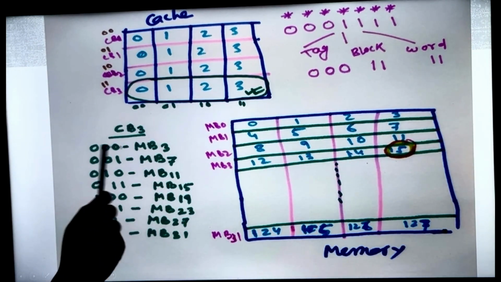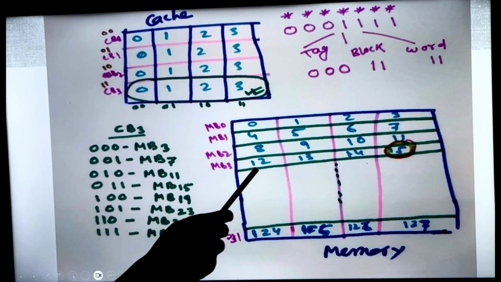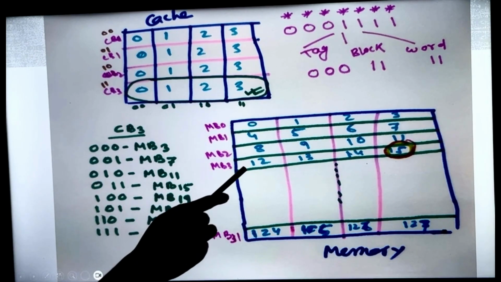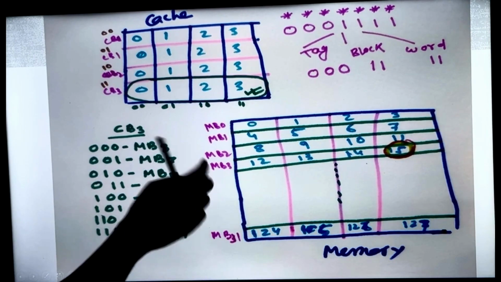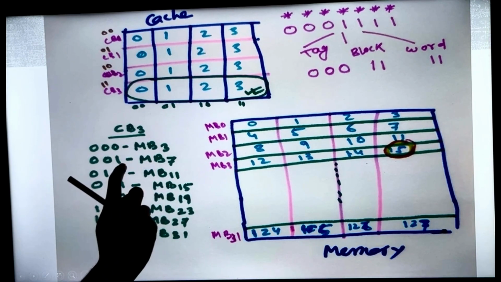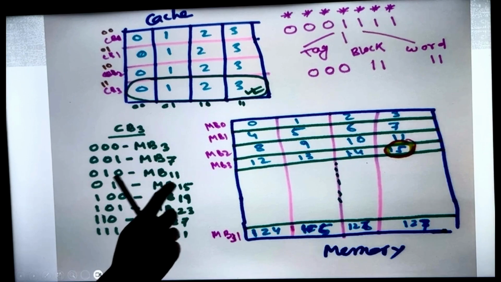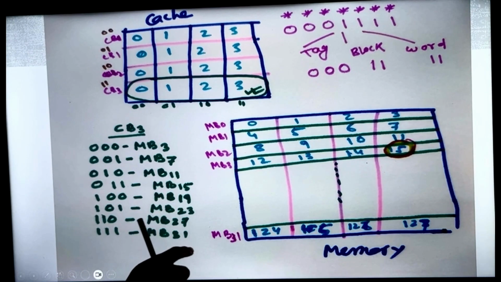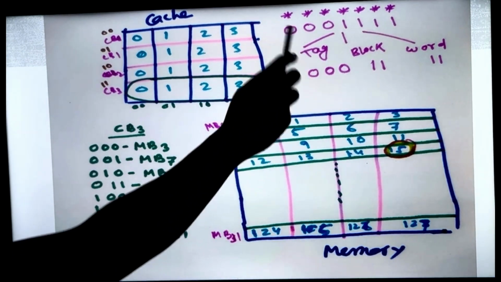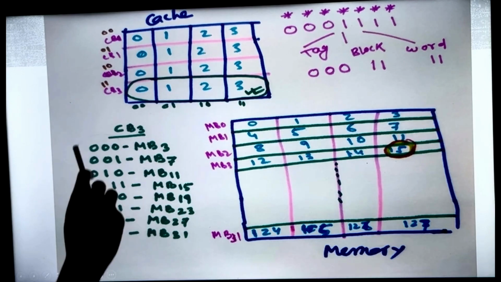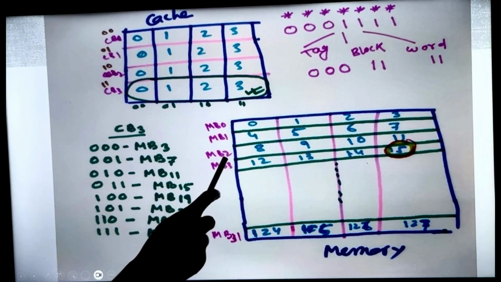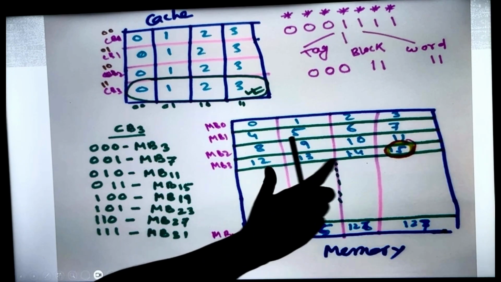So this 000 means MB3. Tag 000 means the first possible block. What is the first possible block in CB3? MB3. 001 means the next possible block, which is MB7. 010 is MB11, like this 111 is MB31. Now what is the tag here we got from this address? 000. 000 means MB3, means the first possible block. So MB3 means this block.